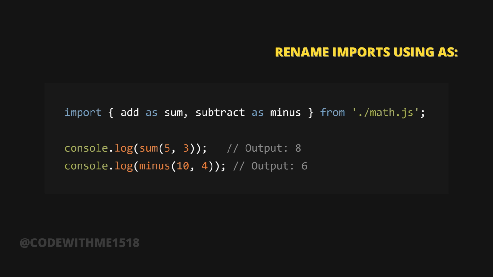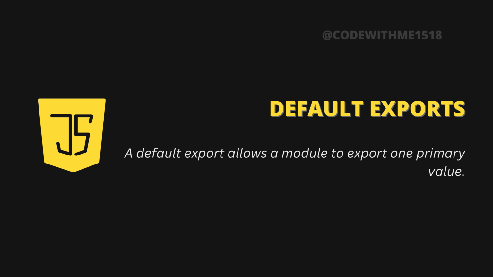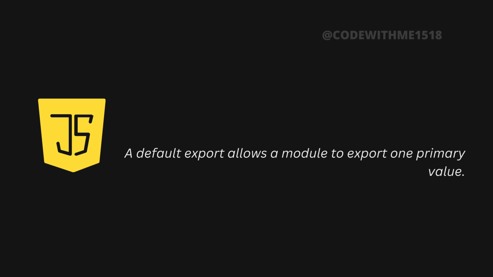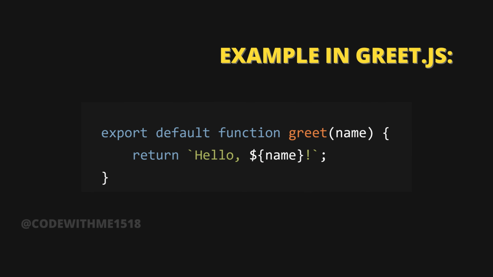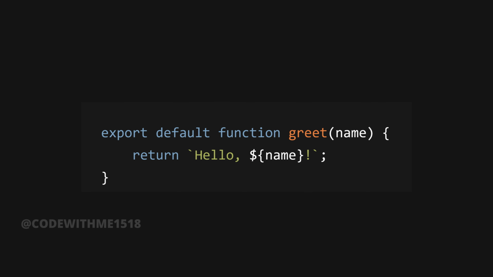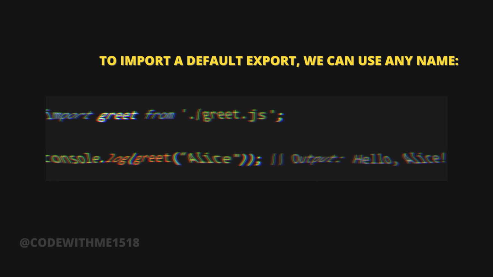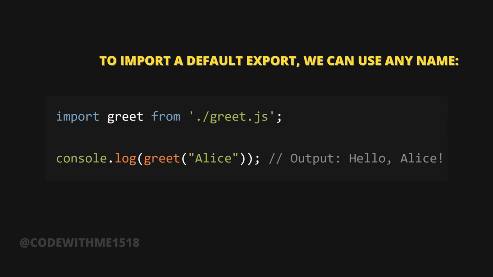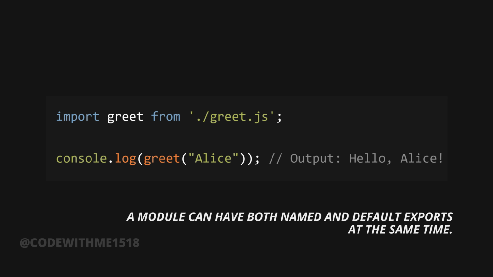Output: 6. Default exports. A default export allows a module to export one primary value. Example in greet.js: export default function greet(name) { return `Hello, ${name}`; }. To import a default export, we can use any name. import greet from './greet.js'; console.log(greet('Alice')); Output: Hello, Alice. A module can have both named and default exports at the same time.